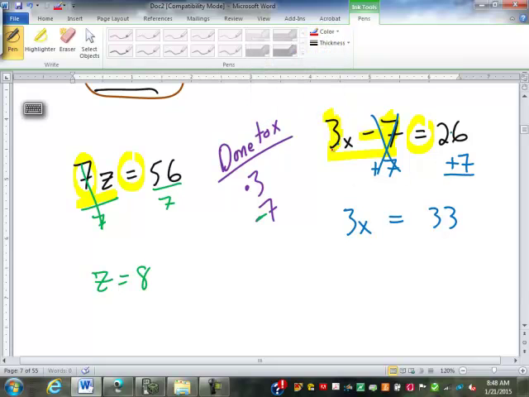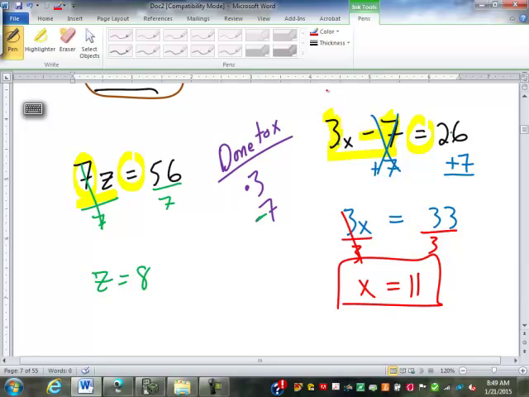Now we have to get rid of the 3. It was built on by multiplying. We're going to remove it by dividing. So the 3 is gone. We're left with just x. Again, we do the exact same thing to the other side. 33 divided by 3 is 11.